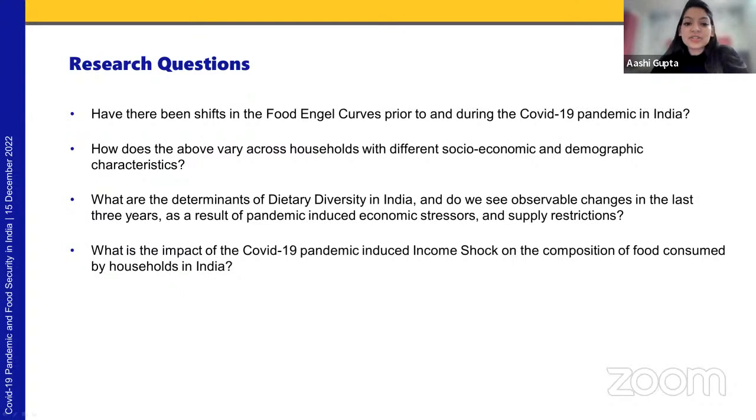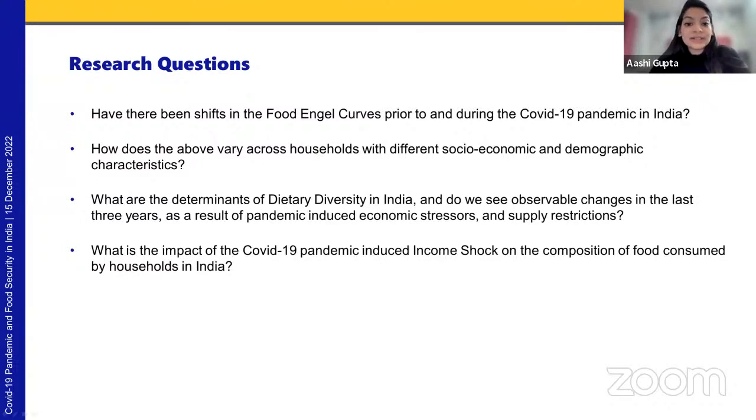The second research question that we explore is how does the above vary across households with different socioeconomic and demographic characteristics? We believe this is an important domain to understand to help decipher and formulate targeted policies for the most affected groups and to build strong safety nets for the uncertain future.